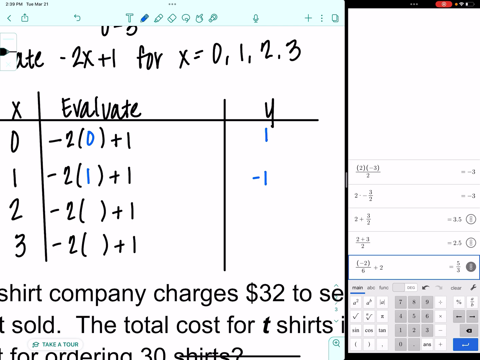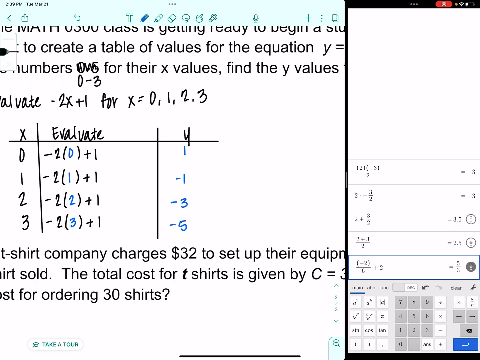If I evaluate the expression for X equals 2, I plug a 2 in for X. Negative 2 times 2 is negative 4, plus 1 is negative 3. Then if I evaluate for X equals 3, negative 2 times 3 is negative 6, plus 1 is negative 5. So each of those Y values would be our answer for evaluating the expression for each of the different X values.